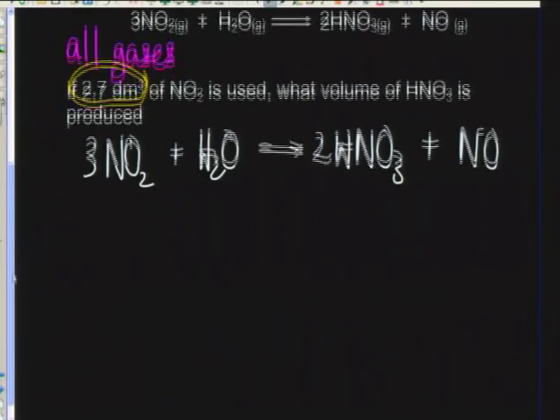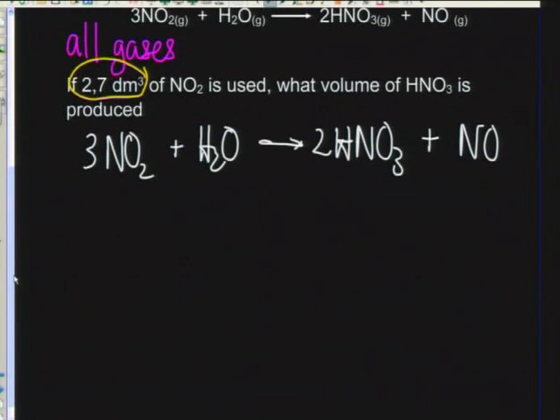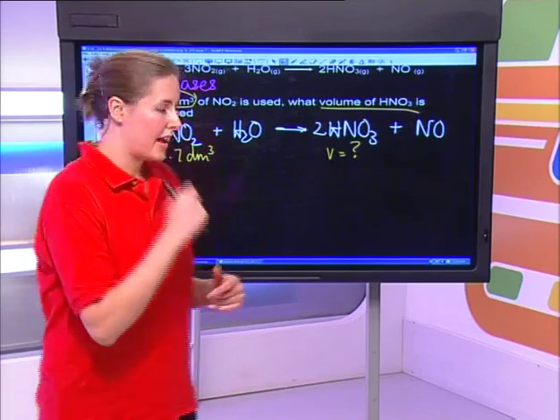Now we need to look at what we're being asked to do. We've got a volume here. V is equal to 2.7 decimeters cubed. I'm putting that information directly underneath nitrogen dioxide. And my question is, what volume of HNO3? So underneath this one, I'm putting volume equals question mark, because that's what I want to find. Now, what did we say about the mole calculations? Convert to number of moles, and then we can compare. So let's do that first.